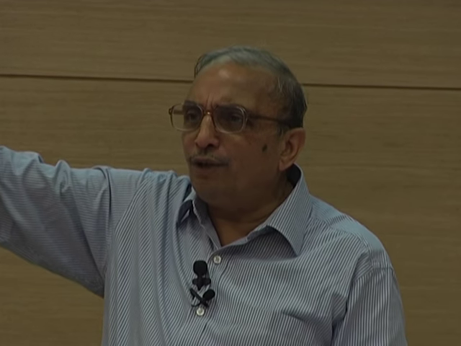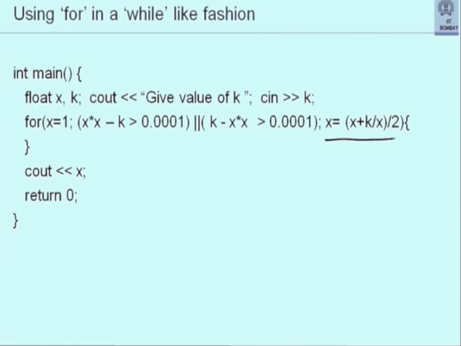So what happens in such a case? There is no body. The for statement does nothing. It goes to increment the control variable and go back. But wait, there is no increment here. The increment is shown by this: x is equal to x plus k by x by 2.